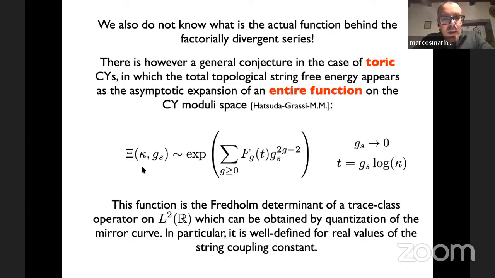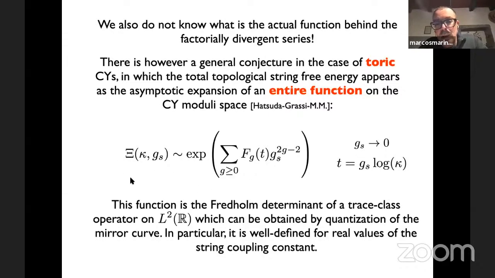And this function, I call it here psi of kappa and g_s. And this function is a Fredholm determinant of a trace class operator. So it's by construction entire. And this trace class operator can be obtained by quantizing the mirror curve. Now, in the case of toric Calabi-Yau manifolds, the mirror Calabi-Yau actually reduces to an algebraic curve, which can be quantized given this difference equation that Maxime was mentioning.